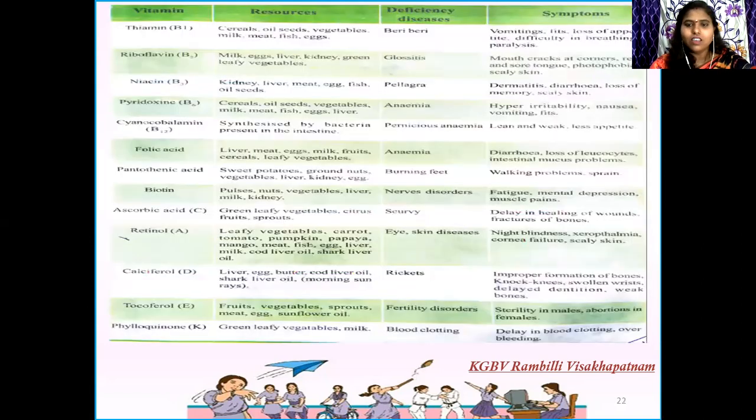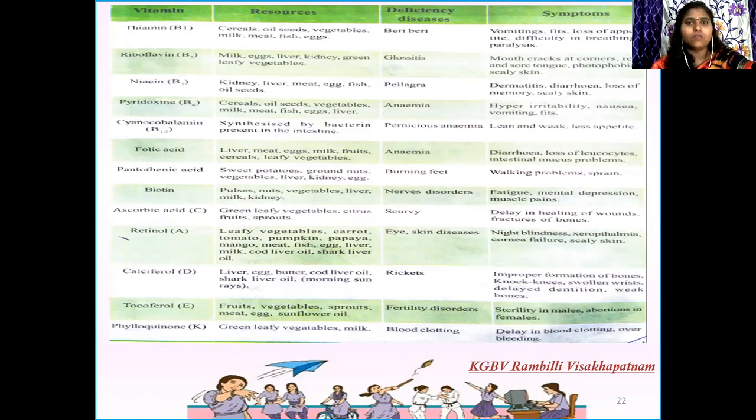Next one, we know very well vitamins are there here. In these vitamins, we know water soluble vitamins and fat soluble vitamins. Their sources are given. Here diseases: beriberi, glossitis, pellagra, anemia, pernicious anemia, and then burning feet, nerve disorders, scurvy, rickets, fertility disorders, blood clotting. And symptoms are also given here.